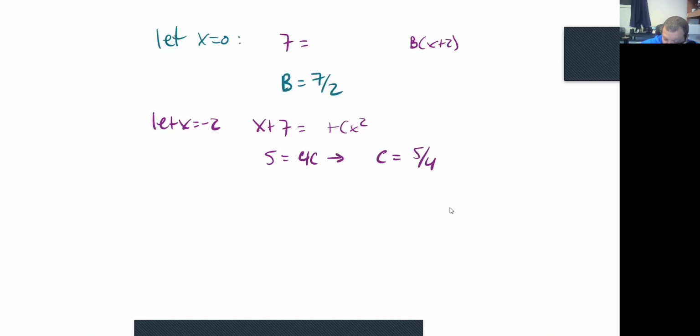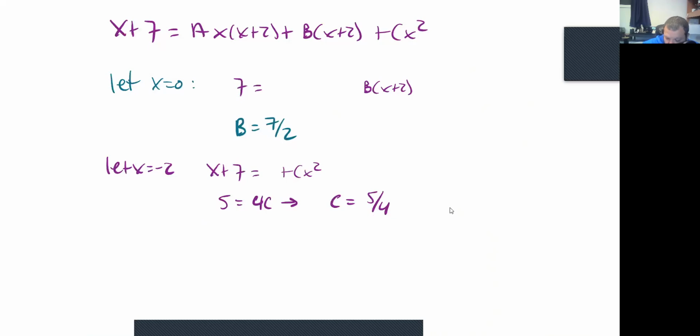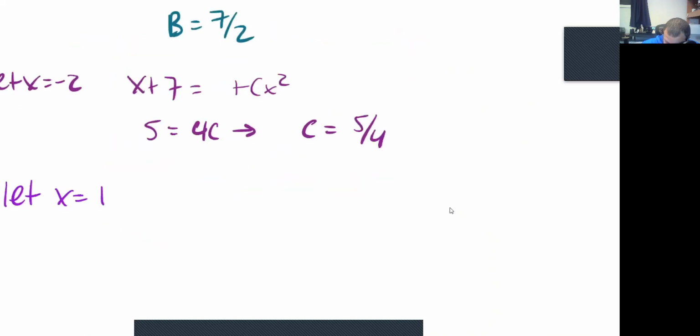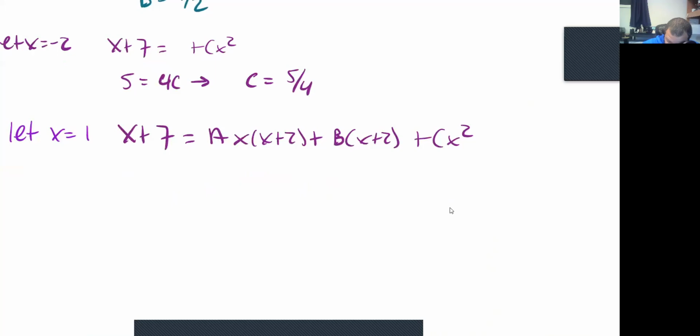And then finally, at this point, we've exhausted all the things that cancel things out nicely. So I'm going to just say, let x equal 1. And again, anything you choose works, right? It's just about making things as easy as possible.